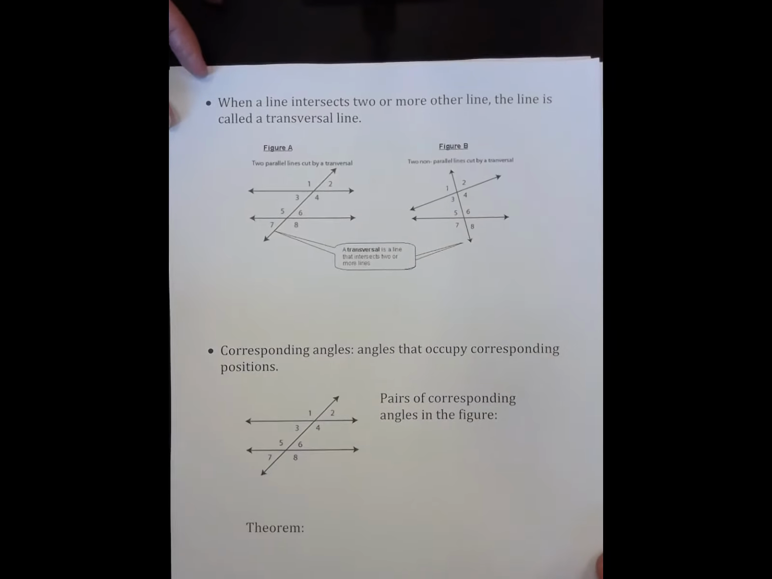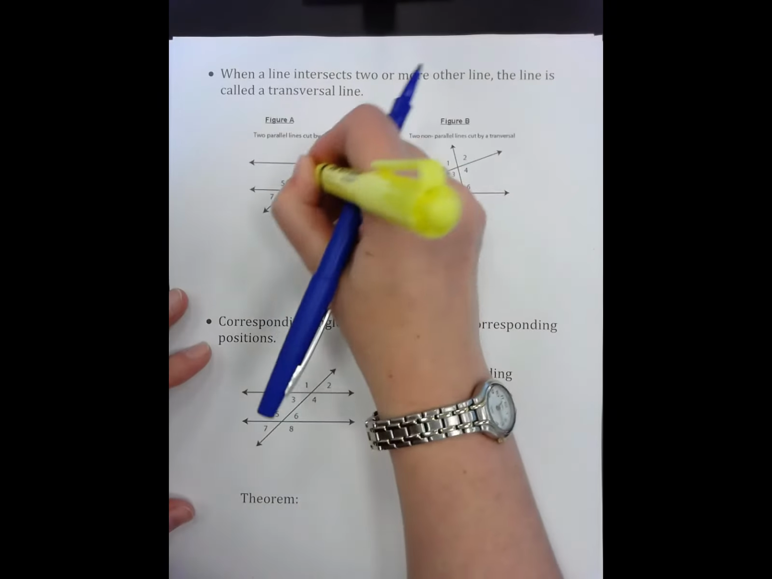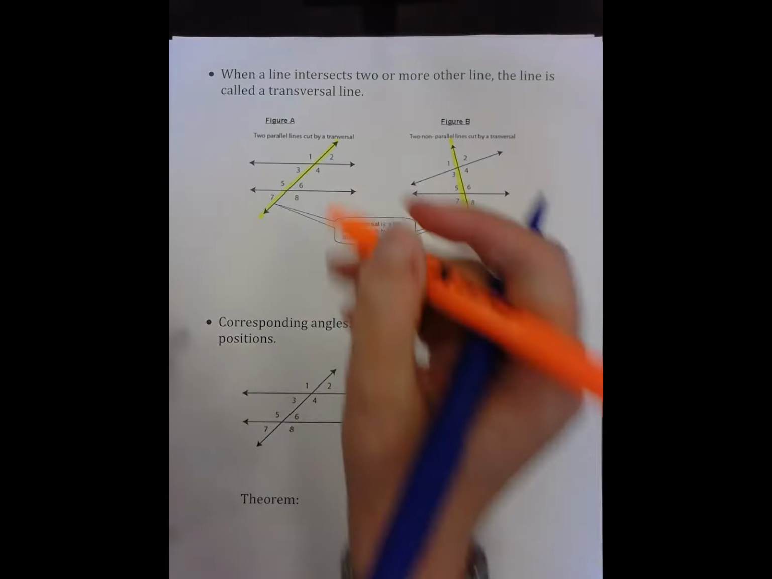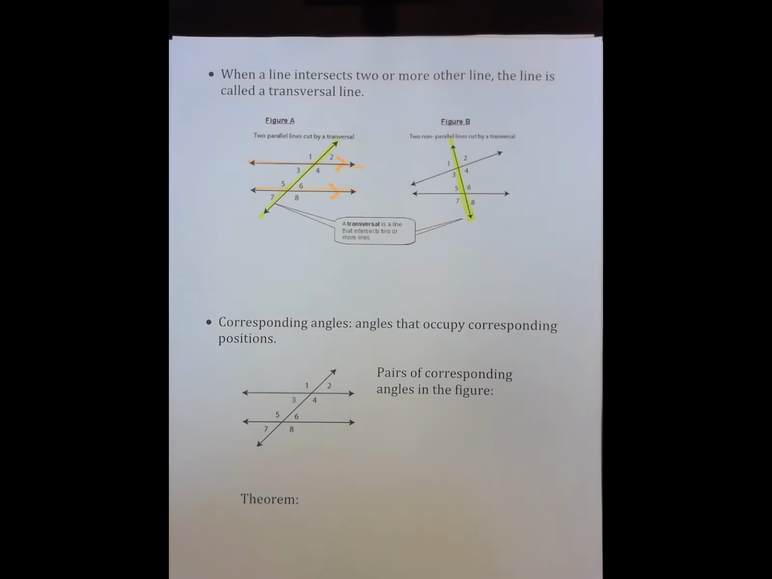For the rest of our angle theorems, we need to define something called a transversal. A transversal is a line that intersects two or more lines. So right here we have a transversal, and here we have a transversal. Now transversals can cut through parallel lines, as this one does. These are parallel. Or it can cut through lines that are not parallel, as in figure B. So now we're going to talk about corresponding angles, alternate interior angles, and same side interior angles. And we're going to talk about them always in terms of parallel lines cut by a transversal.